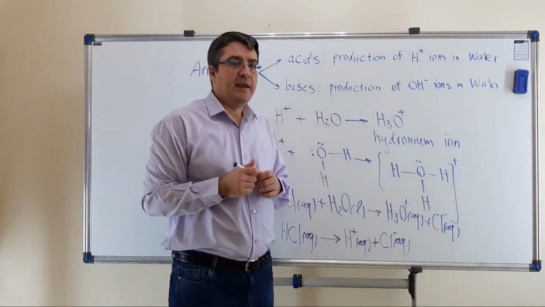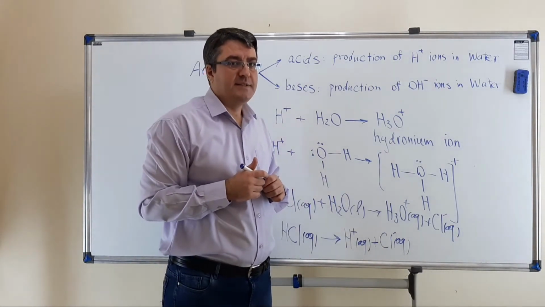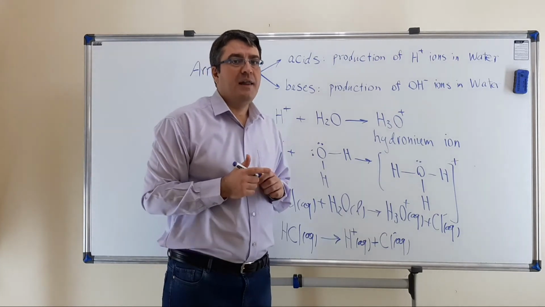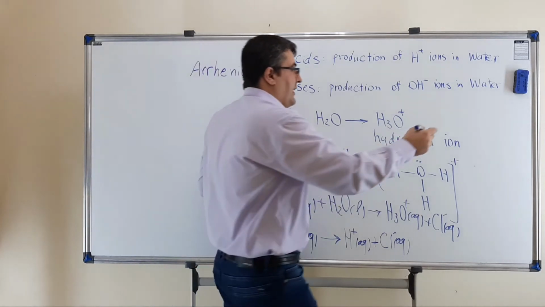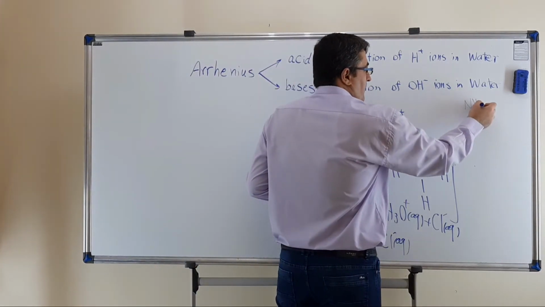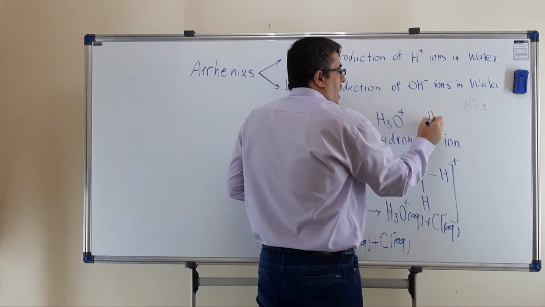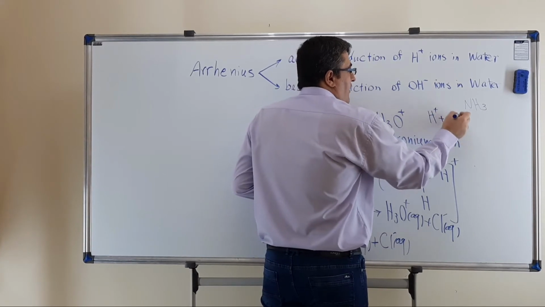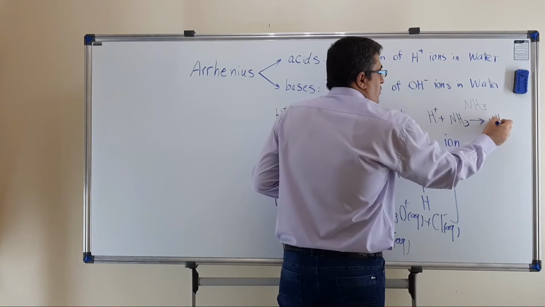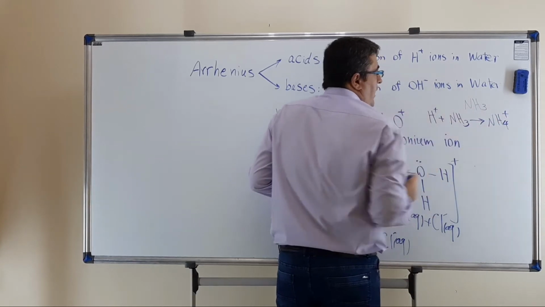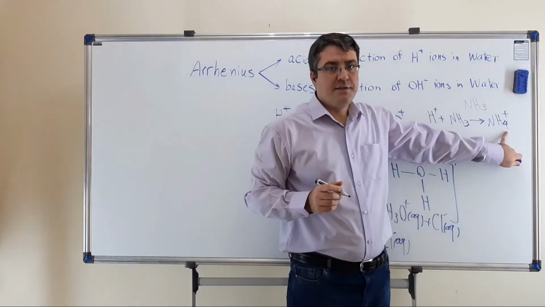A similar thing happens in other solvents. For example, when solvent is ammonia or NH3, hydrogen ions will combine with nearby ammonia molecules to produce ammonium ions.